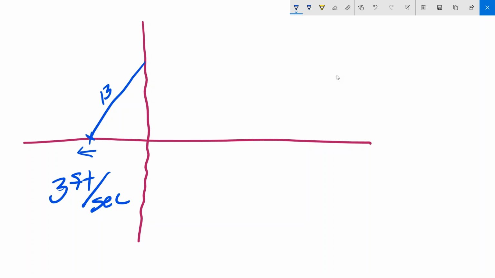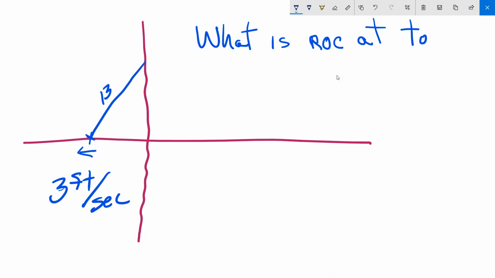So anyway, back to this problem. What is the rate of change of the top of the ladder? Is this what we're figuring out, or are you just asking that? This is what we're figuring out.